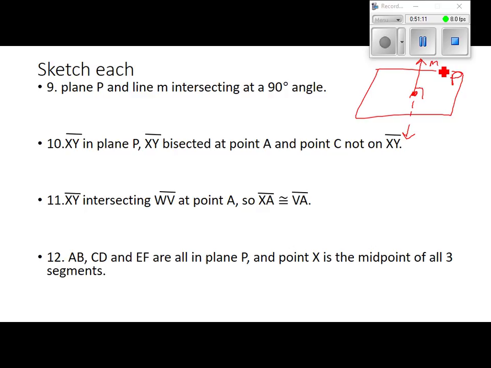Somebody read this one to me. Segment XY in plane P. So let's stop right there. What's the first thing I'm going to draw then? Plane P. What else we're going to draw? Segment XY. Some segment, XY. So what do I put right here on this point? X. On this point? Y.